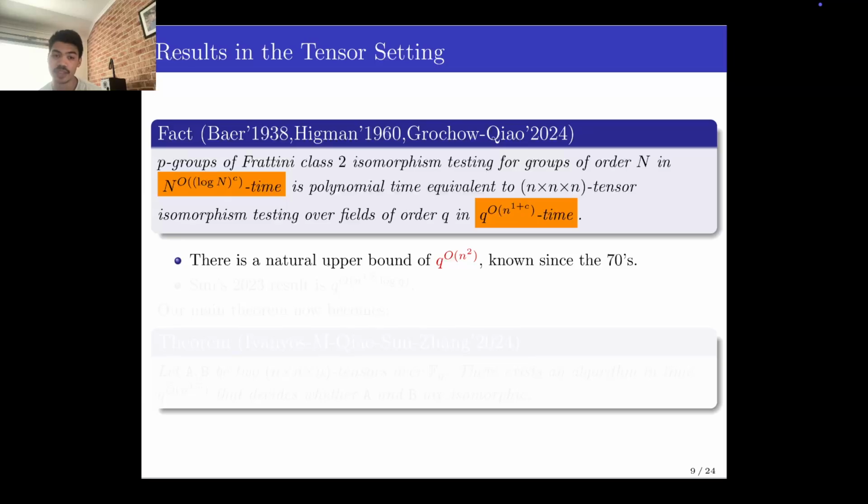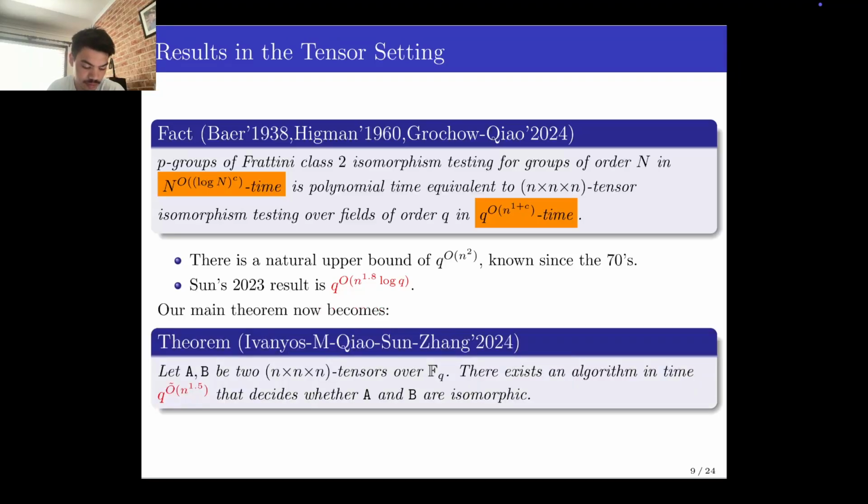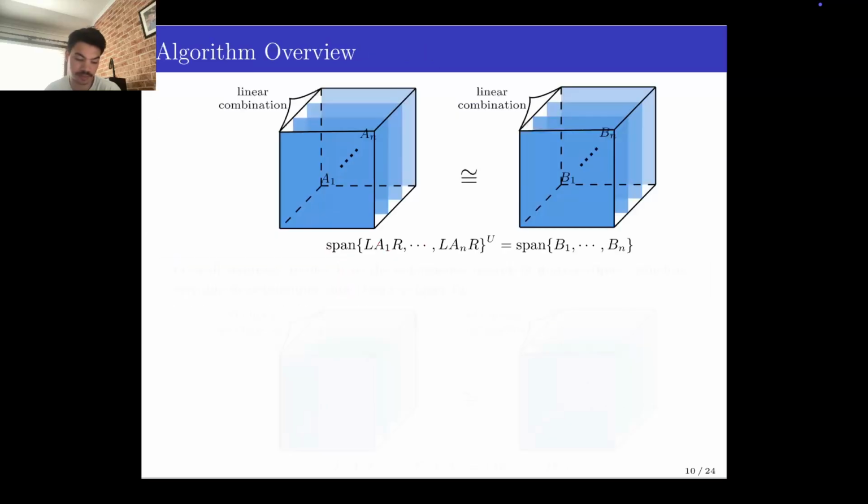This also gives us a natural brute force upper bound by enumerating all the invertible matrices. And Sun's result in the multilinear tensor setting will give us a q to the O(n^1.8 log q) time algorithm for this problem. And our main theorem will now become: given 2 3-tensors, there exists an algorithm in time q to the O tilde(n^1.5) that decides whether these 2 tensors are isomorphic or not.